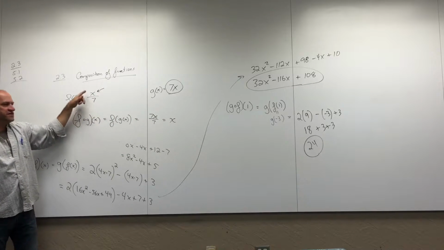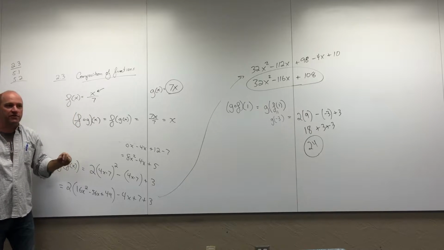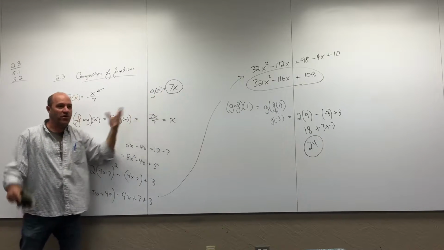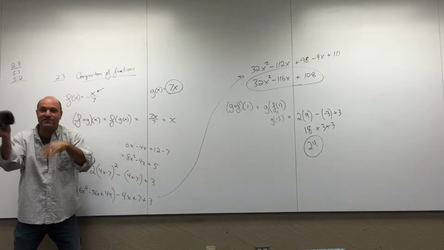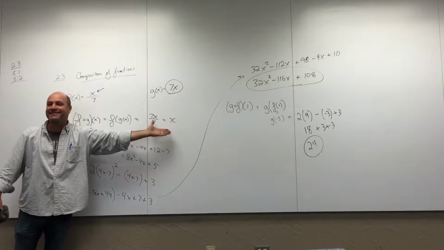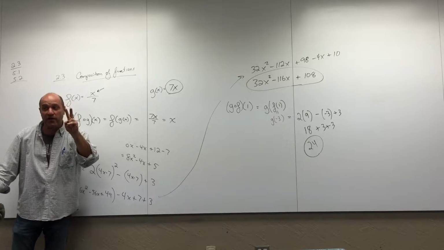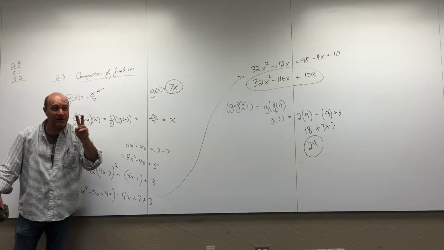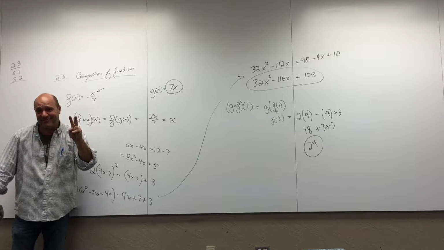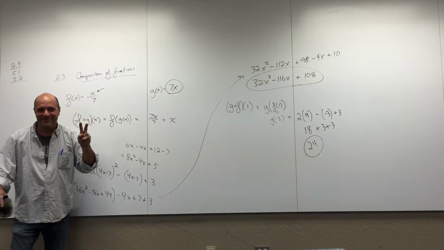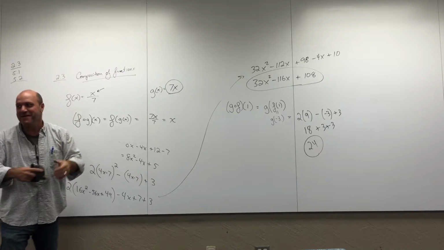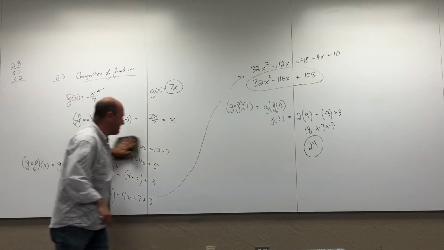One of these functions divided by 7. What did the other function do? Multiply by 7. When you compose them, they cancel each other out and you end up with x. Those are special functions when that happens. What did I call them? Cousins. No math book calls them cousins, but I call them cousins.